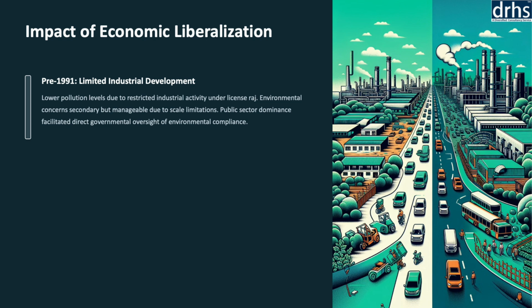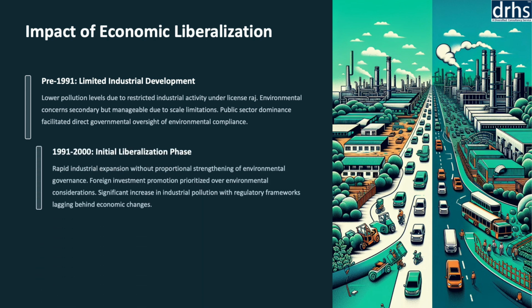The first is pre-1991, limited industry development. Prior to liberalization, India followed a protectionist model with strong state intervention. The License Raj, import substitution policy and state monopolies restricted private sector growth and foreign investment. Industrial development was slow, often hampered by bureaucratic red tape, inefficiencies, and lack of global competitiveness.